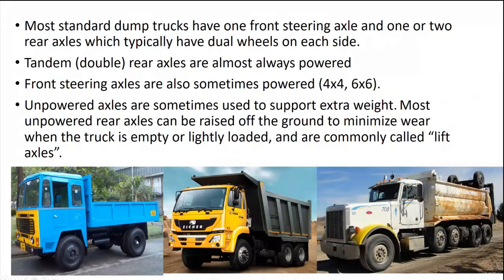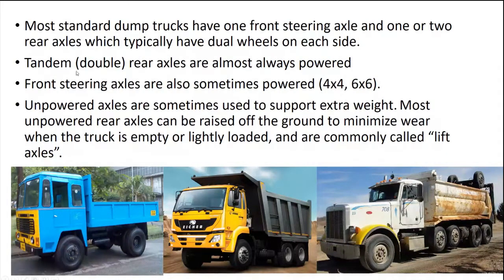This is the shaft on which the rear wheels are mounted. So in this case, we have four rear wheels. Sometimes we have two rear axles. In this case, you see two rear axles, one and two, which typically have dual wheels on each side. Dual wheel, dual wheel, dual wheel, and on the other side the dual wheel. So why dual wheel? Because this truck is carrying a lot of load, so the pressure exerted on a single tire will be more. In order to distribute the pressure to a larger surface, we are using dual tires.